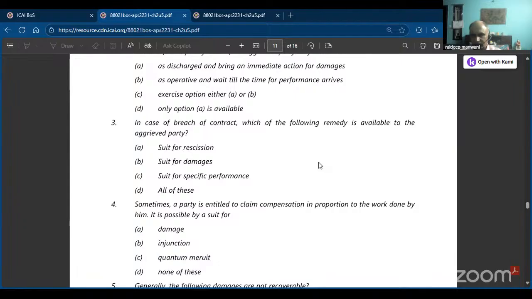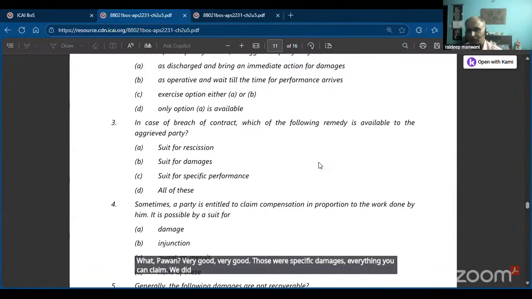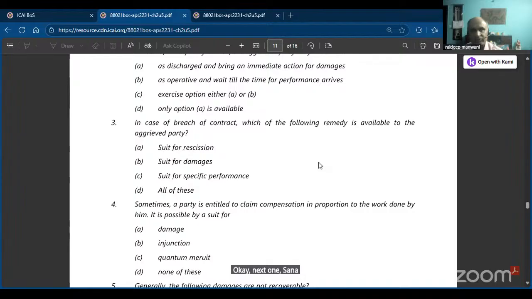Option D. Very good. Suit for specific damages, everything you can claim. We did all the treatment. Okay, next one.